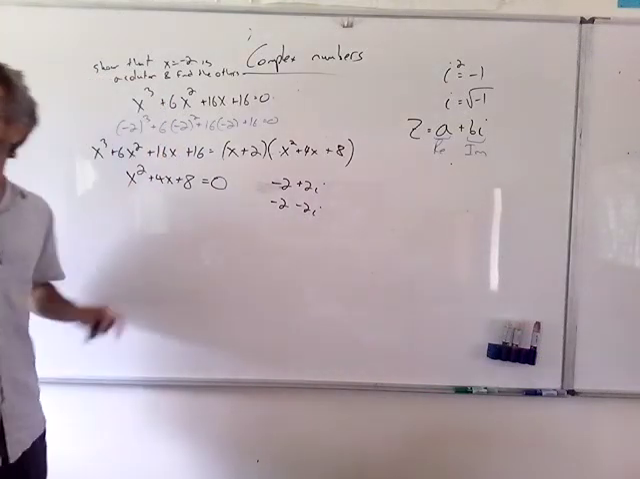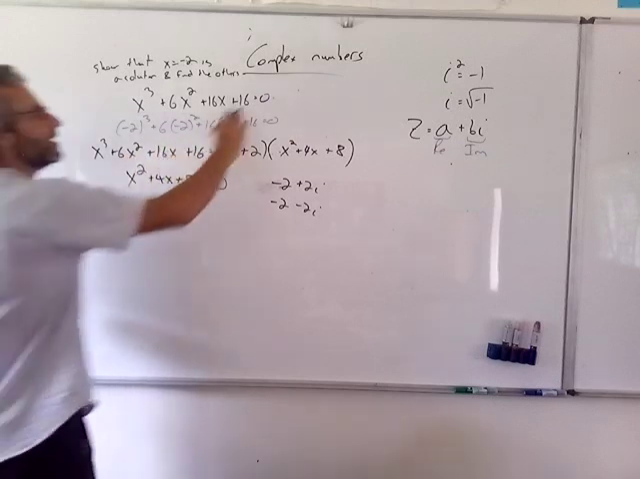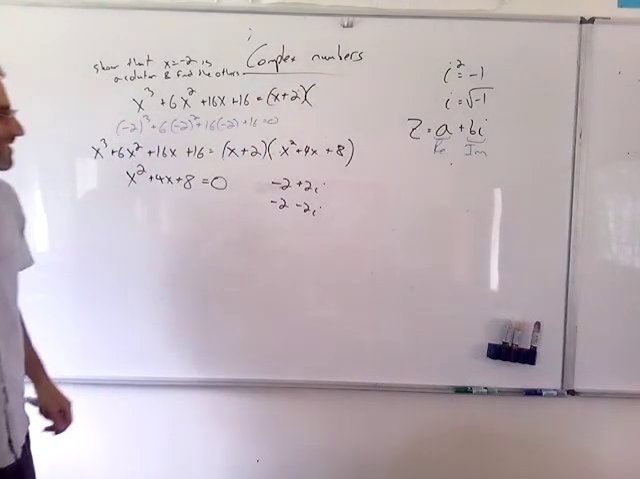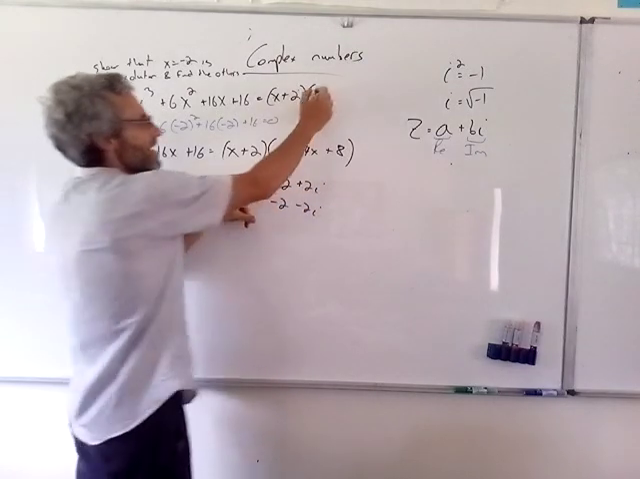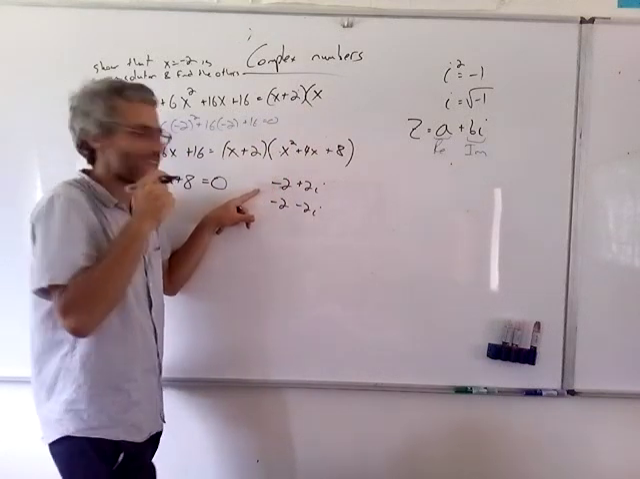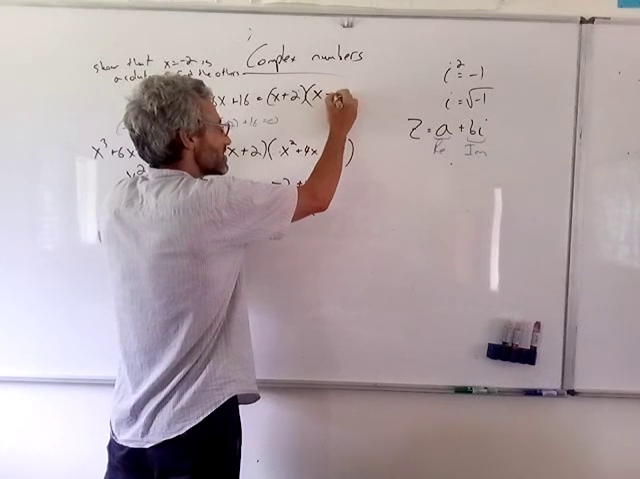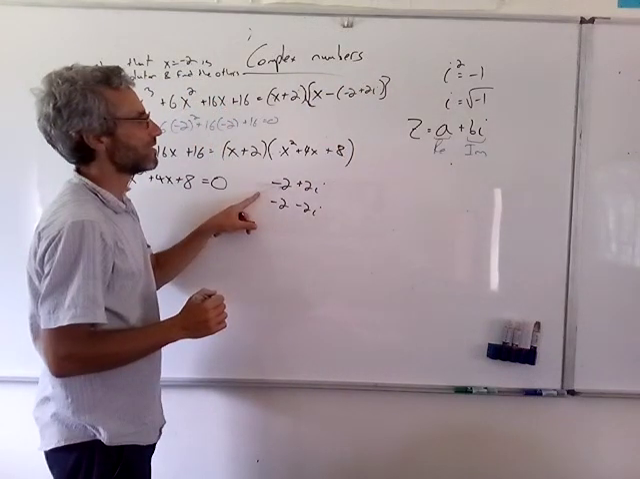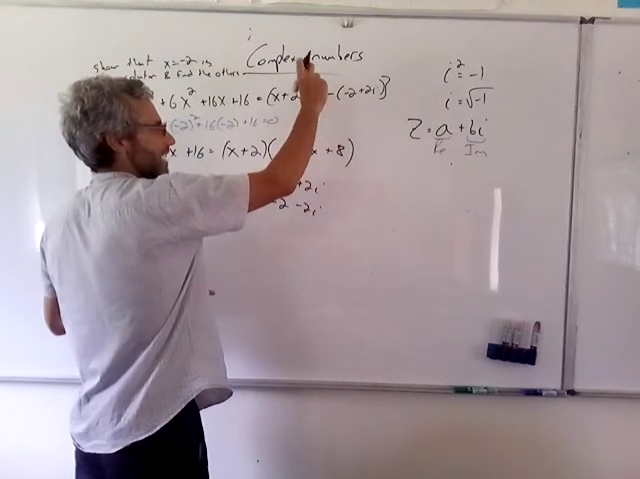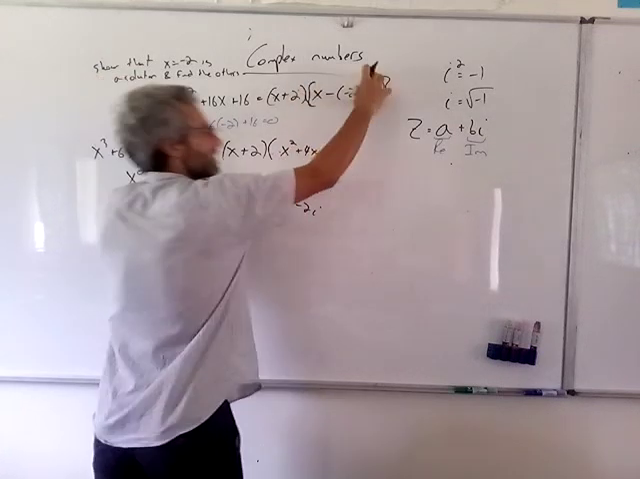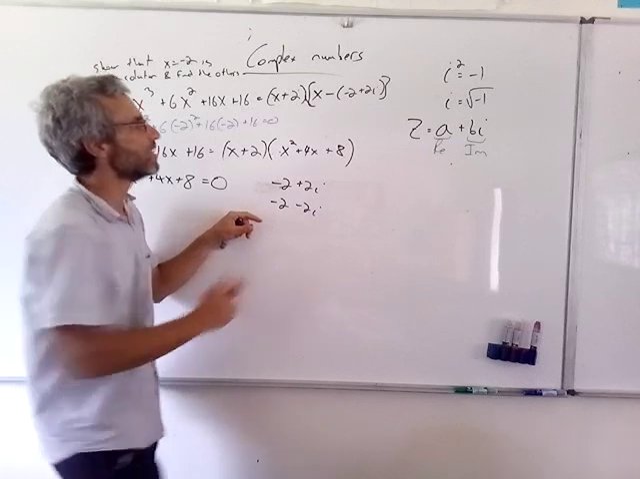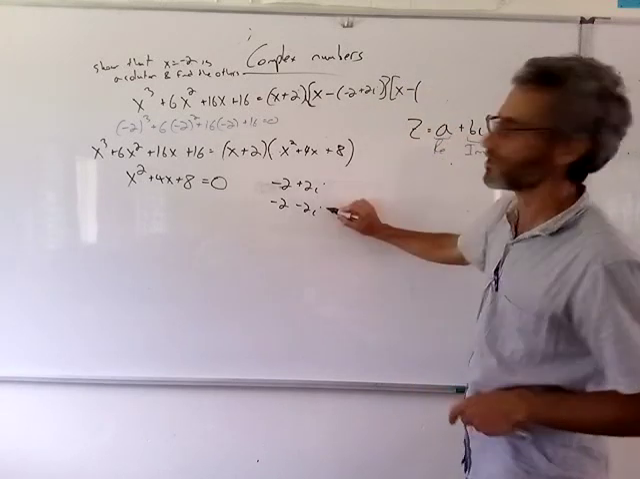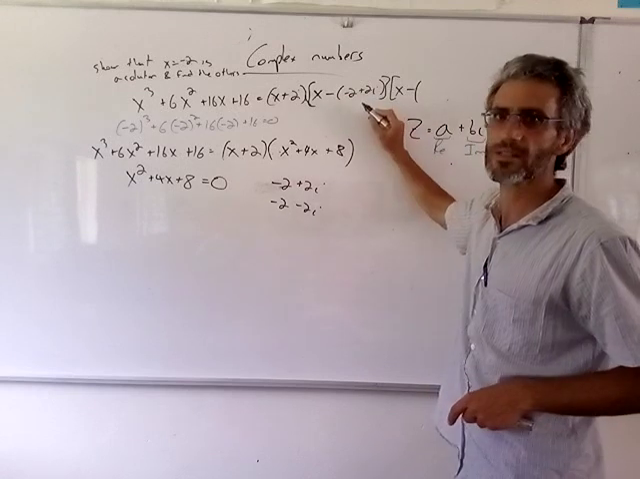Now, to finish this up, if I want to factorize this completely, I can write it as x plus 2 times what, knowing that these are the two solutions? x, and then minus a bracket: x minus, minus 2 plus 2i. If you put x equal to minus 2 plus 2i, you plug that in, that will turn it into 0. And then you times it by the other one: x minus the other solution. We always do minus.